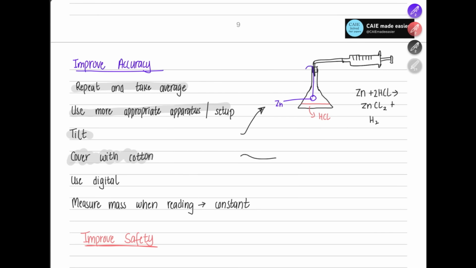Now there are some ways where you can use cotton. For example, if you have a flask, you can cover this with cotton. If you have a volatile liquid, for example ethanol, it's not going to evaporate. You can increase accuracy by reducing evaporation. Also, you can use a digital apparatus because it's more accurate to read compared to an analog one. Last point, measure mass when the reading becomes constant, as mentioned before.